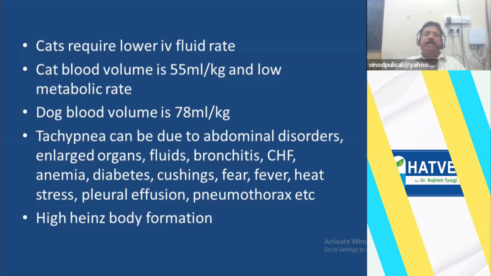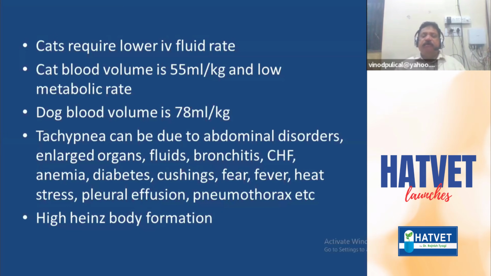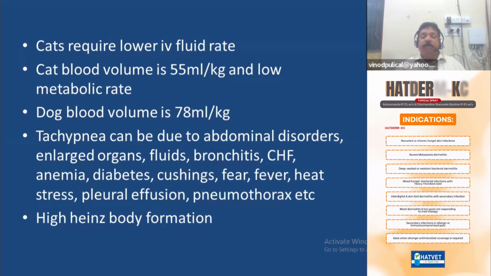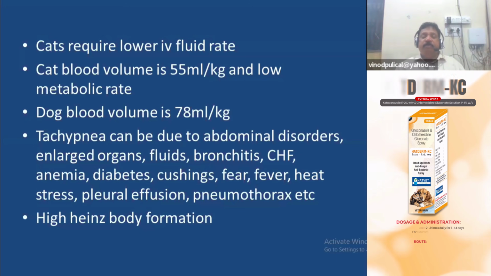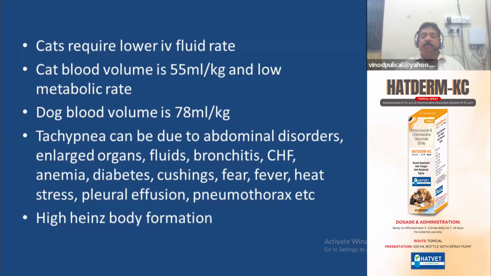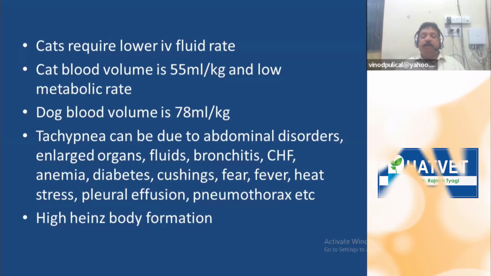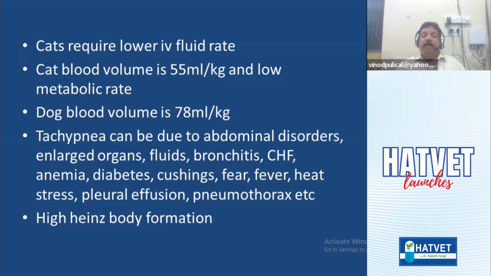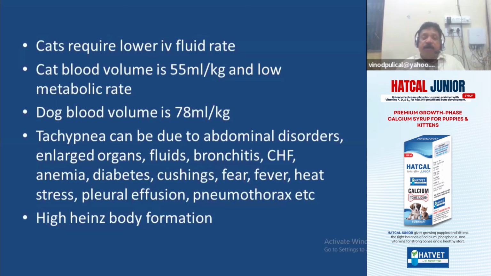Then tachypnea is very often found in the cat. It is found especially if he has open mouth breathing, putting out the tongue and gasping. It is also found in certain abdominal disorders like enlarged organs, fluid accumulation inside the abdominal cavity, bronchitis, congestive heart failure, anemia, diabetes mellitus, Cushing syndrome, fever, heat stress, pleural effusion, pneumothorax, etc. And heat stress or pleural effusion are very common, where you can see open mouth breathing and putting out of the tongue.